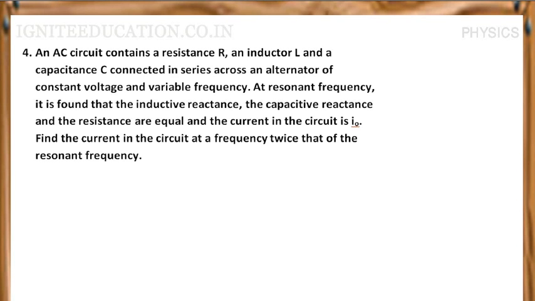See this problem. An AC circuit contains a resistor R, an inductor L, and a capacitance C connected in series across an alternator of constant voltage and a variable frequency. At resonant frequency, it is found that the inductive reactance, the capacitive reactance, and the resistance are equal, and the current in the circuit is I0. Find the current in the circuit at a frequency twice that of the resonant frequency.